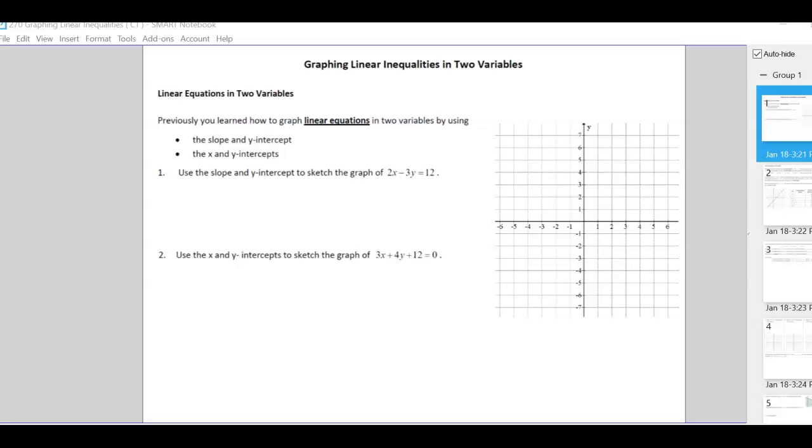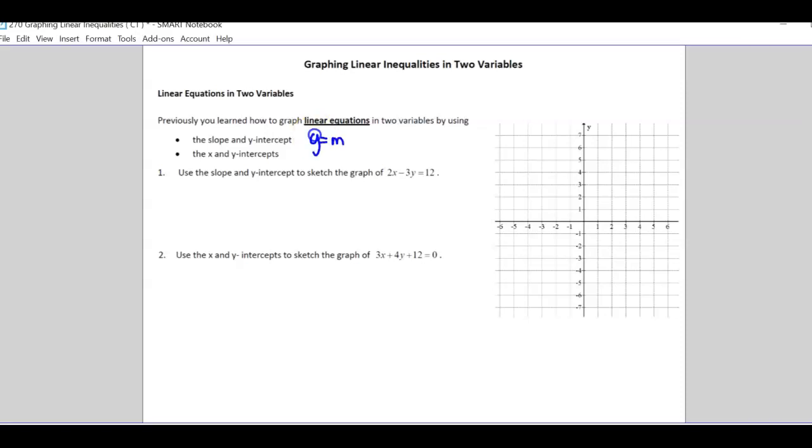So, graphing the area of inequalities in two variables, we have to remember math 10 and equations of lines. In math 10, if you have the slope and the y-intercept, you can simply put it into your slope y-intercept form, right? y equals mx plus b.